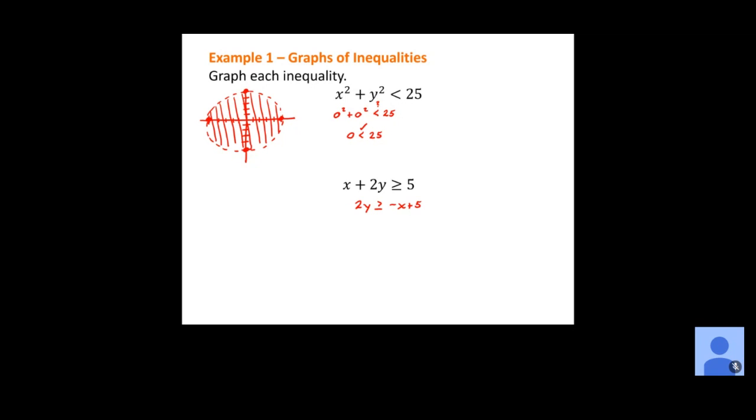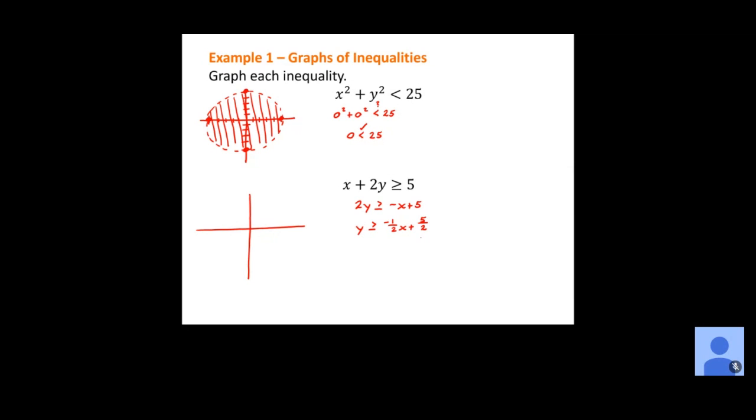And when I do that, I have to divide every single term. We get y still greater than or equal to, because I divided by a positive value, negative 1/2 x plus 5 halves. So now we know the slope and we know the y-intercept. So now we can actually graph this. This is going to be linear.